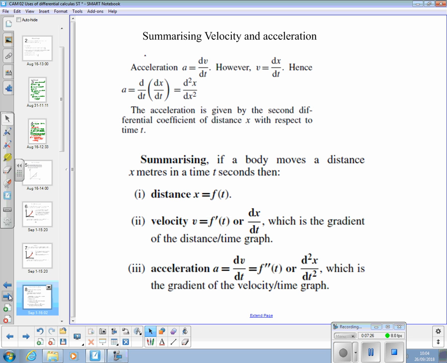Okay? Later on, a couple of weeks' time, we'll look at the reverse of this, where you can find the area under these curves and find out the distance moved, that kind of thing. Okay?